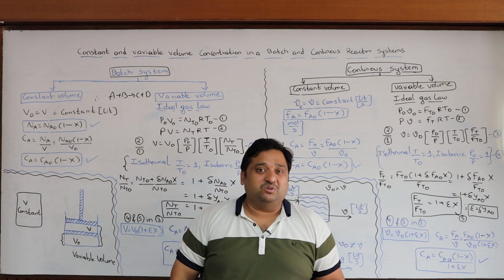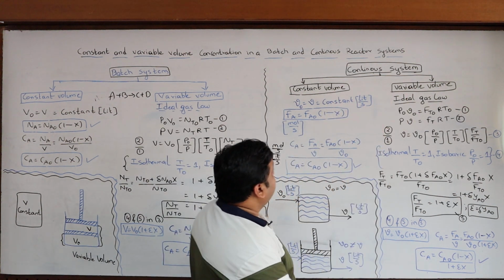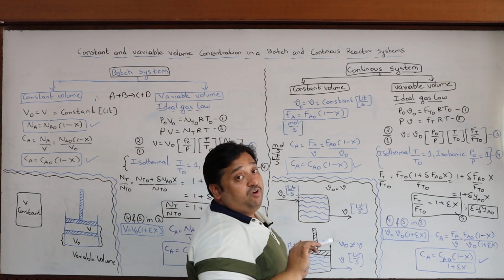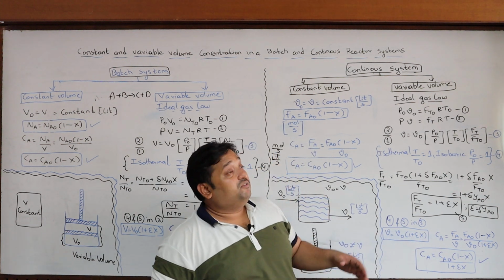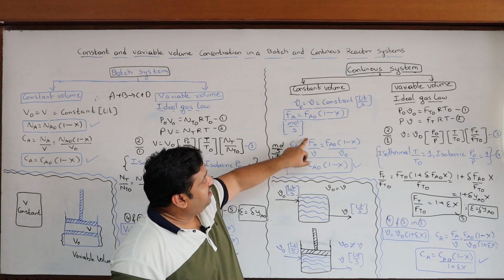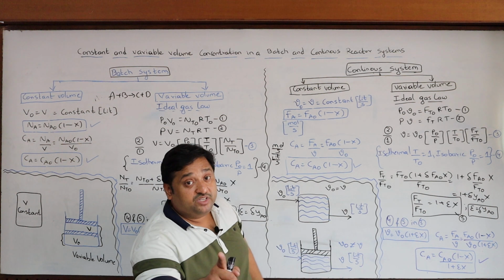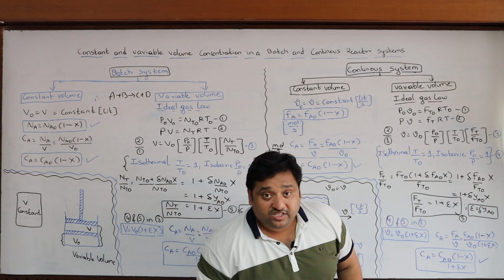In the same system with variable volume, the initial volumetric flow rate will not be equal to the final volumetric flow rate. Those are called variable volume systems. If that kind of system is there, how can I get the concentration? Concentration is nothing but molar flow rate by volumetric flow rate. Now V is not equal to V0, so what is nu? Let us find out what nu is.